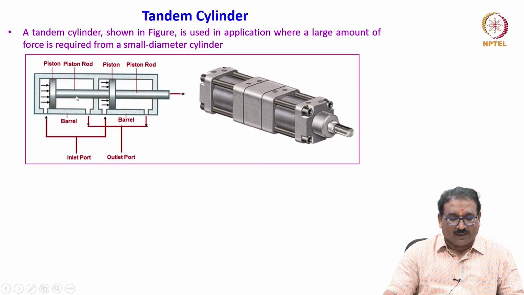What is the arrangement you will see, friends, here? This is the piston rod connected to the piston of the next cylinder and piston rod. Meaning in extension as well as retraction, you will see the areas get added up. Then you will get a large amount of force from a small diameter cylinder.